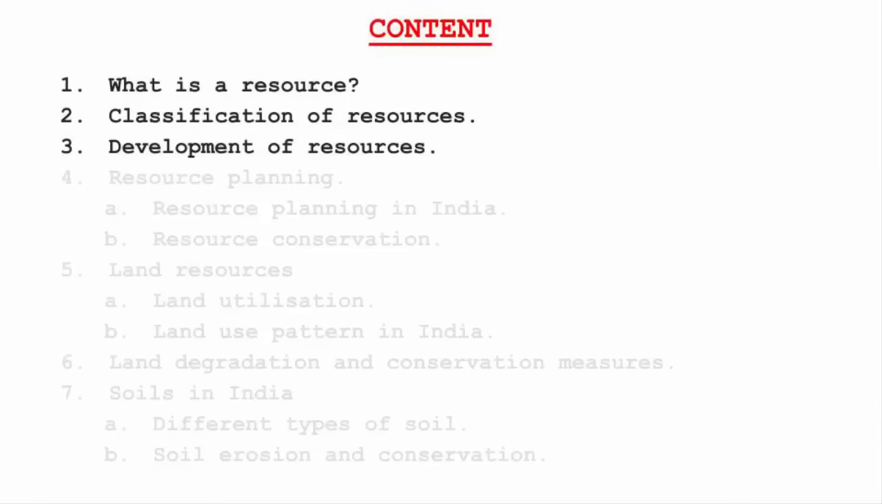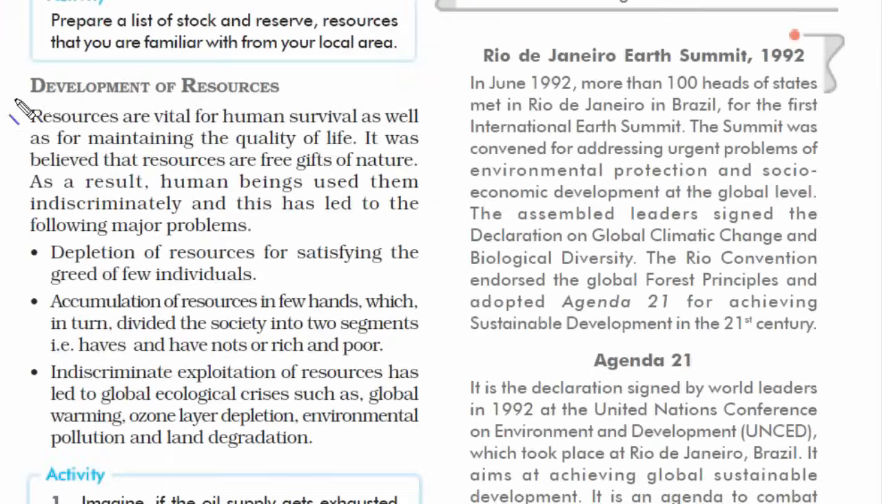And the third topic is development of resources. So when we say development of resources, we simply mean planning of resources, because human greed is the reason behind depletion of resources. At the speed at which we are consuming these resources, it's soon going to be exhausted. And after that, we also have accumulation of resources in few hands. Only the rich and few people have access to certain resources.